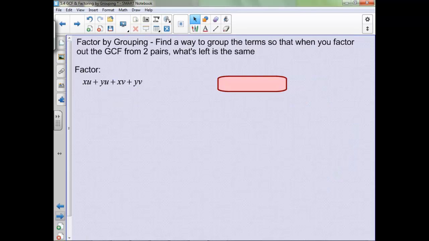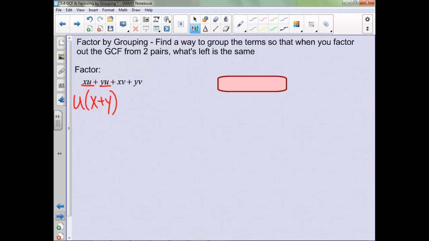Alright, so now we're going to do factoring by grouping, which is essentially what we were just doing at the end. So the key thing here is to find a way to group your terms so that when you factor the GCF from two pairs, what you have left in your parentheses is the same. So in this first one, usually it's easiest to pick the first two and the second two, but that doesn't always work. So notice these both have a u in common, so that should be a hint. We could probably factor that u out and get it somewhere.